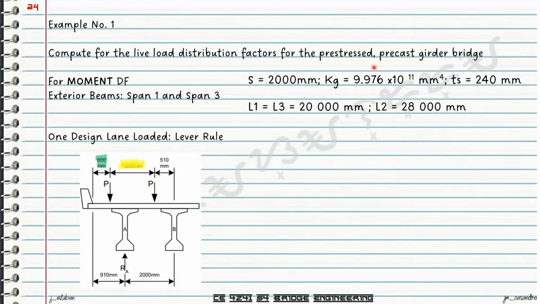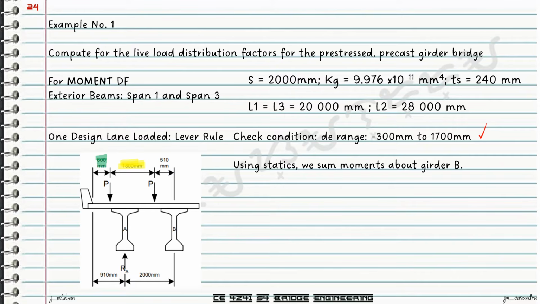Okay, so with this diagram, the lever rule now is simply applied, and since our condition checks, we can apply this. So the lever rule will simply be using your statics, wherein we sum up the moments about this girder. We take this moment.